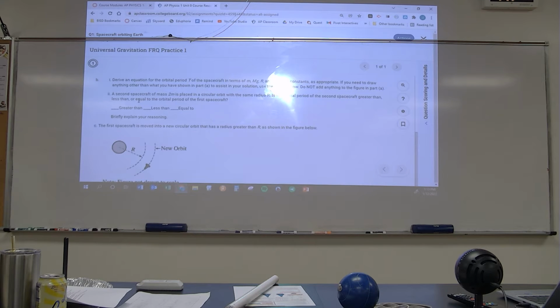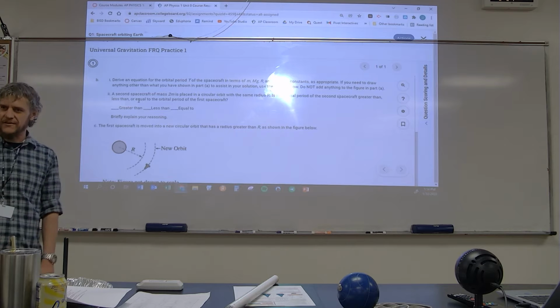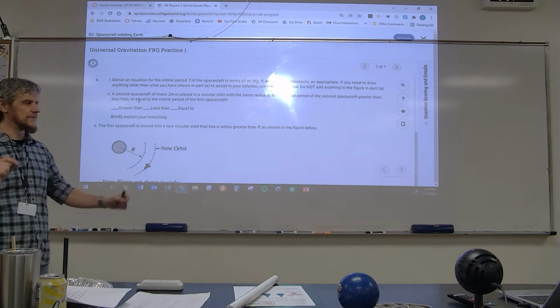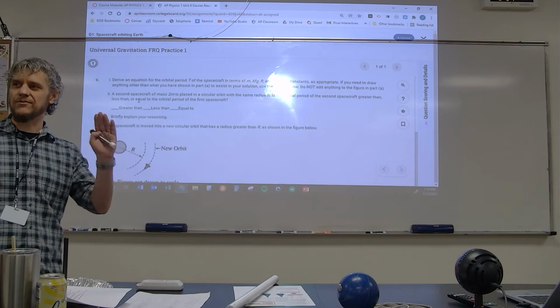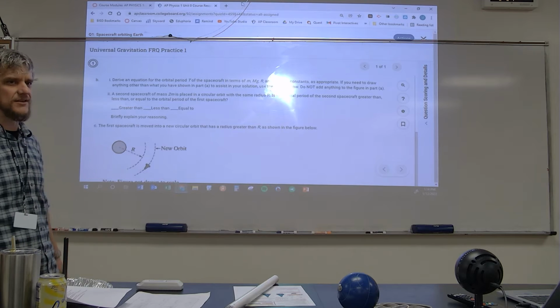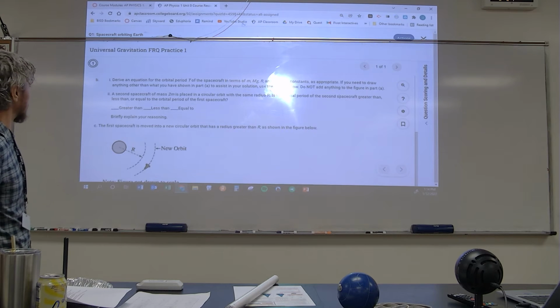And the answer was that everything's the same, because the mass of the thing doing the orbiting doesn't matter. It could be the mass of a spacecraft, it could be the mass of a grain of sand, they will have the same orbital speed. How do I know that? The masses cancel out of the equation, therefore they have no bearing on the outcome.